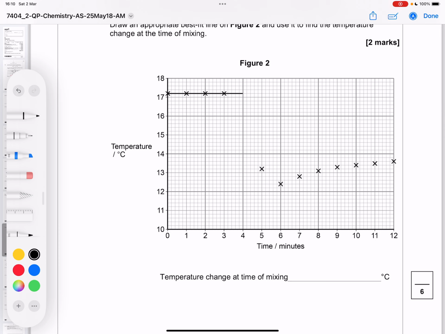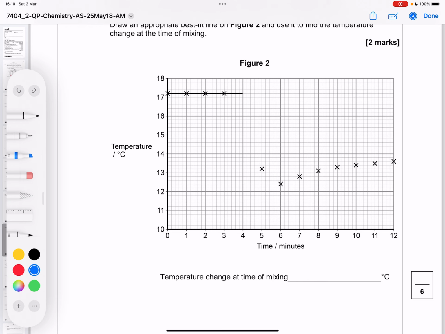Now, we're going to have to make some choices. A best fit line can be a curve or a line, and we would need to ignore results that shouldn't be included. Now, in this example, I will rub this out in a minute because it will interfere. This result here shows that the reaction was still happening, and the mixture was still cooling down. We hadn't quite reached the minimum temperature, so we're going to ignore that point.